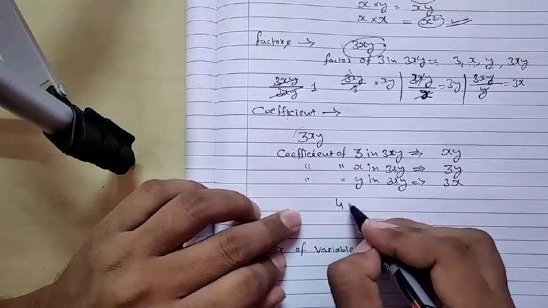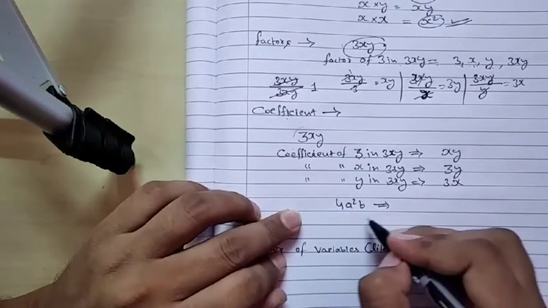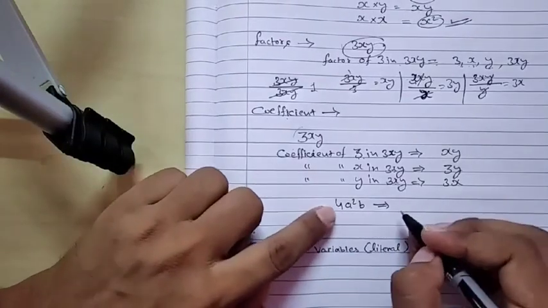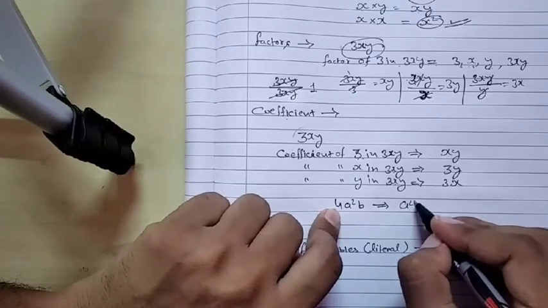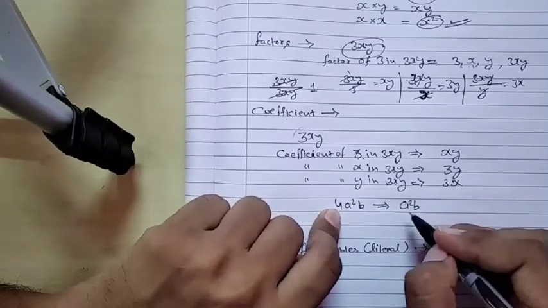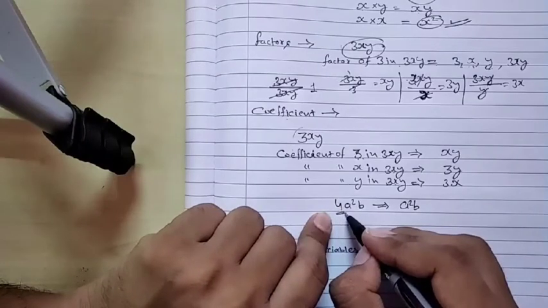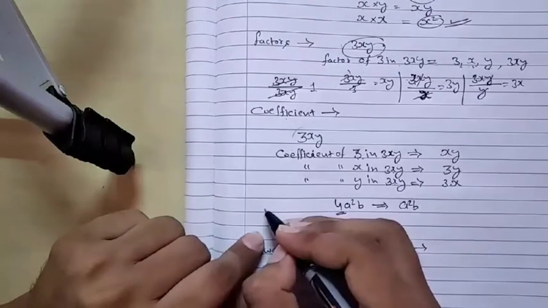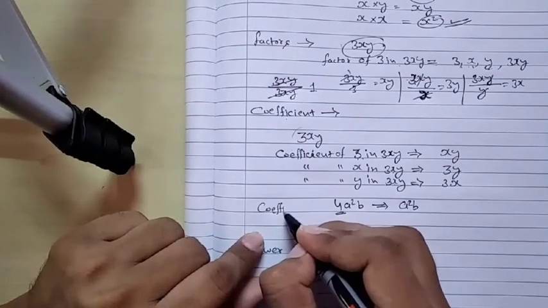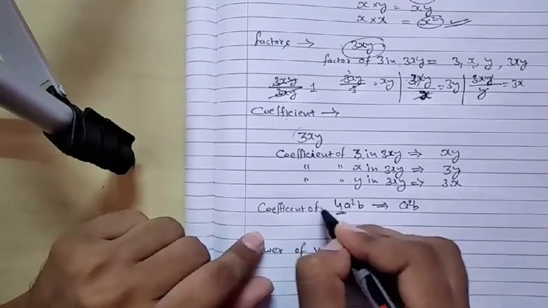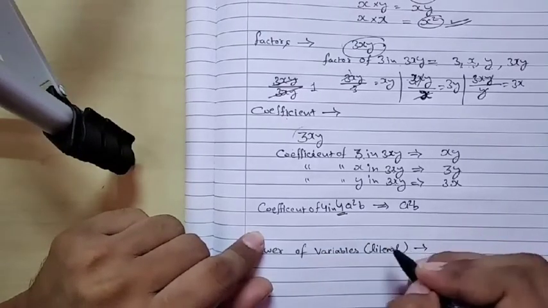Now tell me 4a square b. You have to find first of all the coefficient of 4. तो 4 को छोड़कर क्या बचेगा? Only a square and b will be left. So a square b will be the coefficient of 4. Okay, so the coefficient of 4 in 4a square b will be a square b.